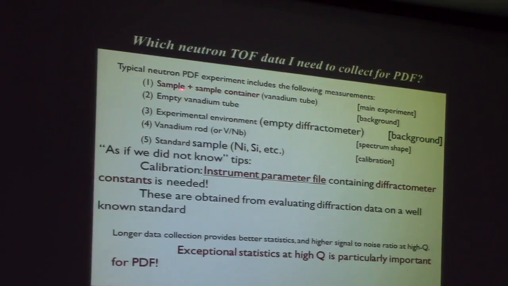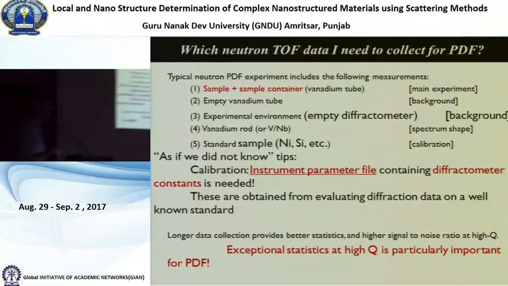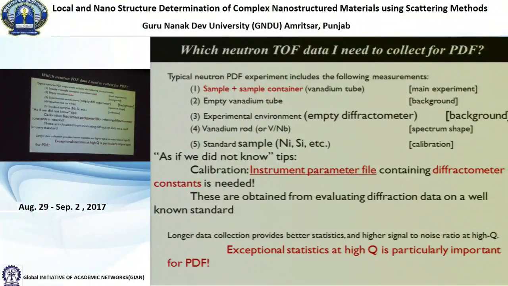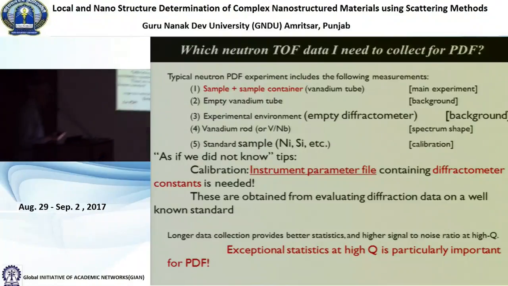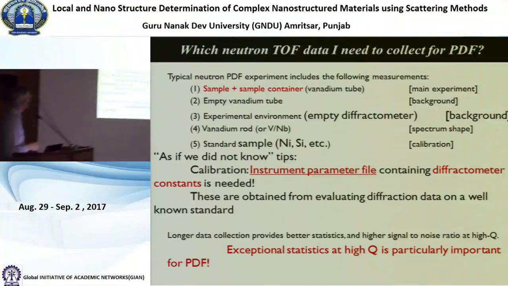So your sample is in a container. So you put the sample plus the container. The container is often a vanadium tube. Vanadium is nice because it has a very low coherent scattering length, but a relatively high incoherent one. So the scattering from vanadium has no Bragg peaks in it. It's very flat. So we like to load our samples in vanadium tubes, and these are actually provided by the facility. You don't have to have your own vanadium tube.